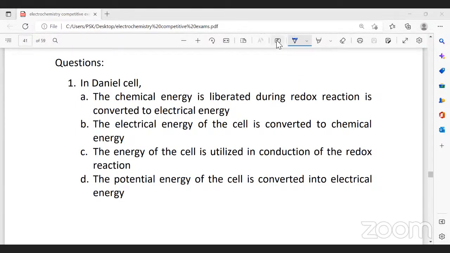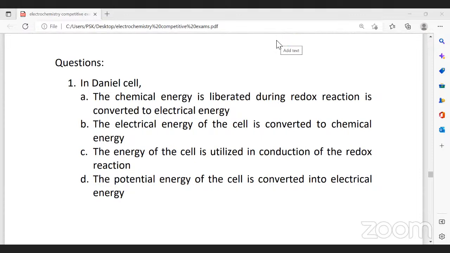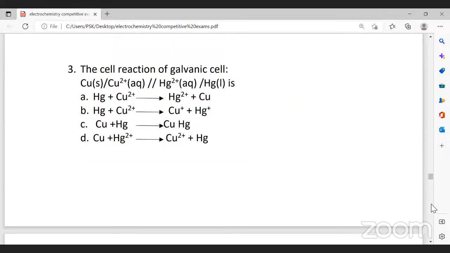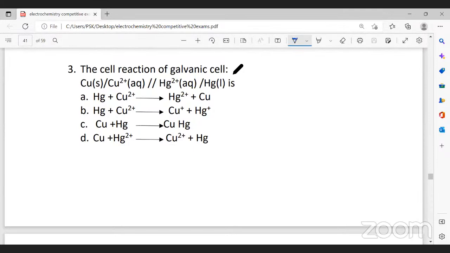Before yesterday, we did concentration cells. One important question I forgot to teach you. I will teach you that question and then we'll come to the questions part. Now we have learned the construction and working of Daniel cell in the beginning. Now we spoke about electrodes also.